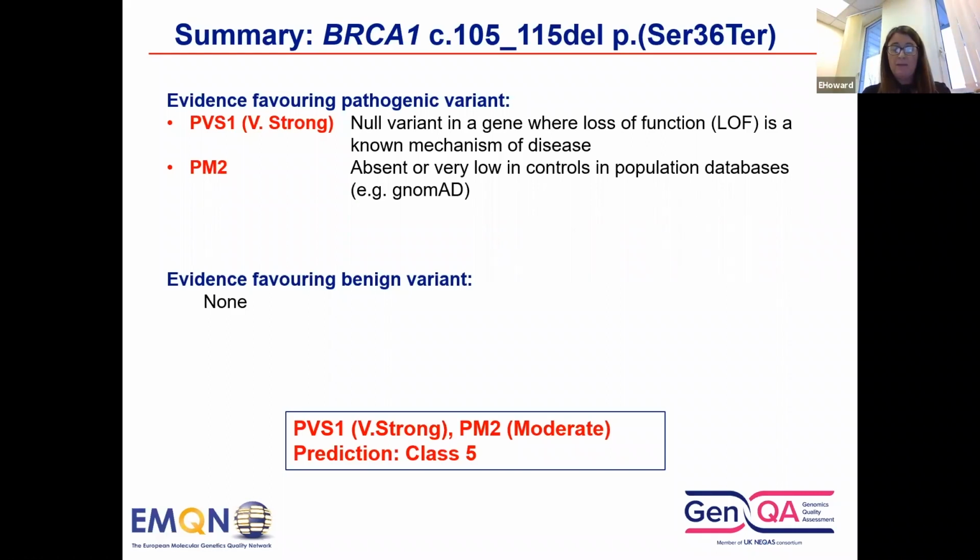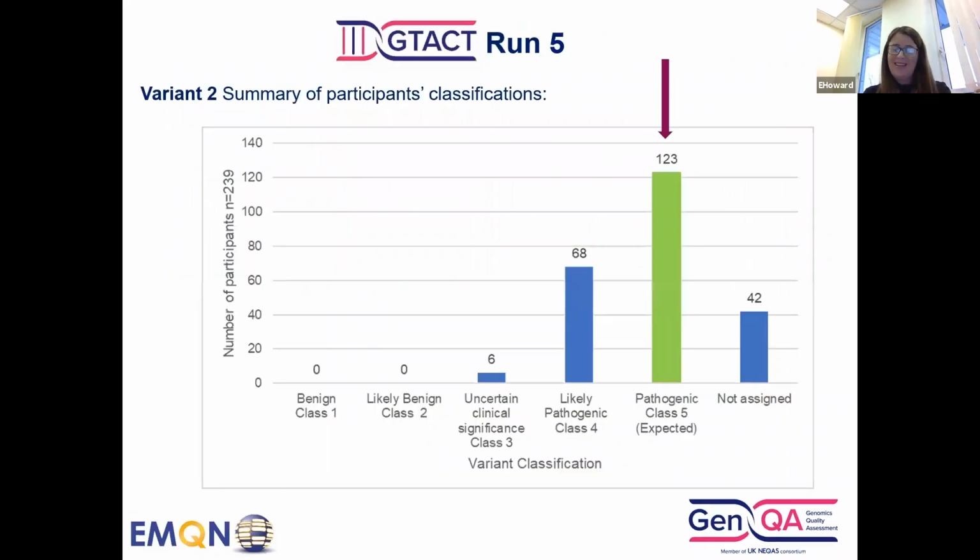And next slide, please. So we see here predominantly 123 participants have gone for class 5, 68 have gone for likely pathogenic class 4, and only 6 have gone for the uncertain. And 42 have not assigned it. Okay, next slide, please.